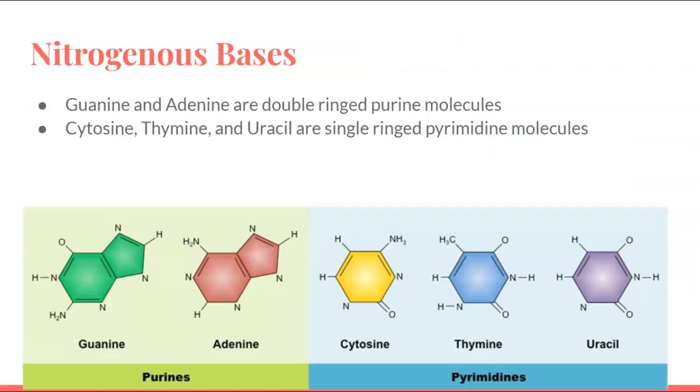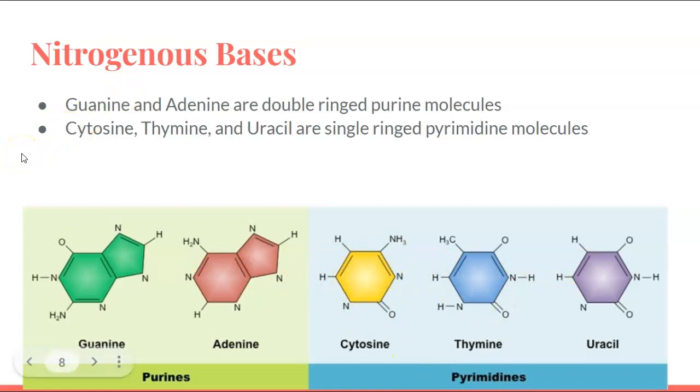Continuing on, a little bit more specific about the nitrogenous bases is whether there are 2-ring or single-ring molecules. So you'll notice that guanine and adenine are double-ringed. They are called purines. And then cytosine, thymine, and uracil are single-ringed, and so we call these pyrimidines.